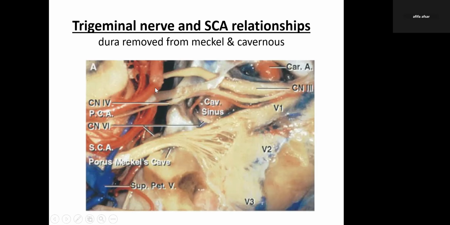This is again a lateral view, and the important part is that the dura over Meckel's cave has been removed, and the vertebra cavernis has also been removed in order to expose these surfaces. Like we said, this is the V1 division, which tends to travel anteromedially, and this is the V3 division, which tends to travel caudolaterally, and the V2 division, which tends to be present in an intermediate fashion.